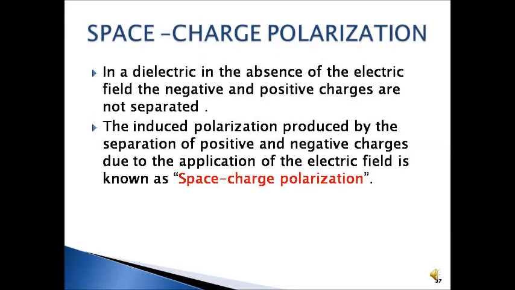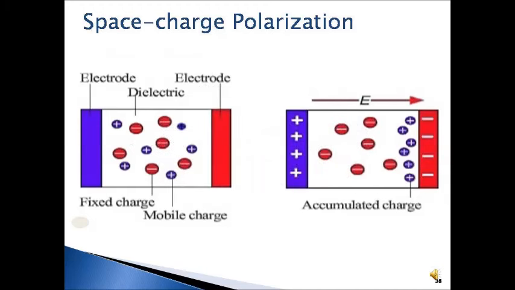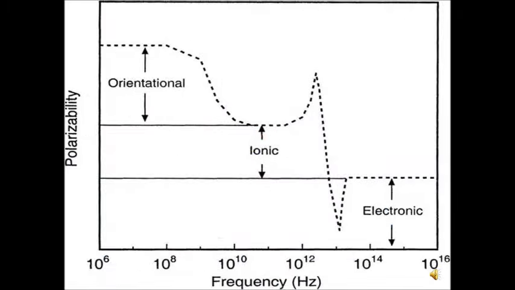Space charge polarization. In a dielectric, in the absence of the electric field, the negative and positive charges are not separated. The induced polarization produced by the separation of positive and negative charges due to the application of the electric field is known as space charge polarization. In the first dielectric, as there is no electric field, the positive and negative charges are not separated. In the second dielectric, due to the application of electric field, the positive and negative charges are separated. This is the graph between polarization and frequency.